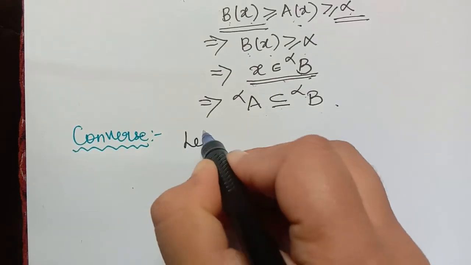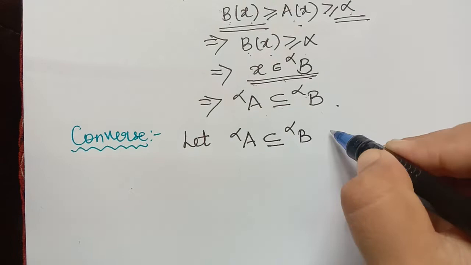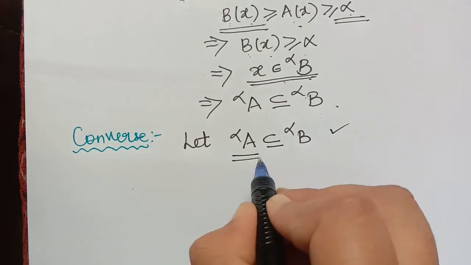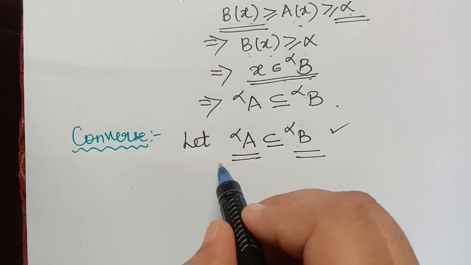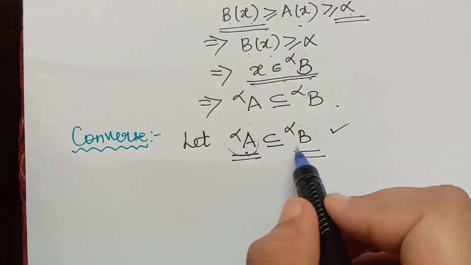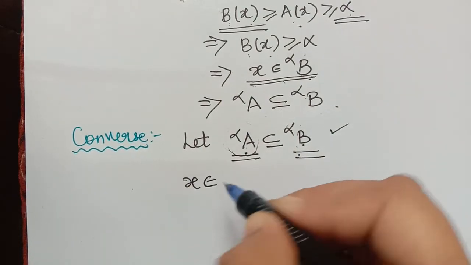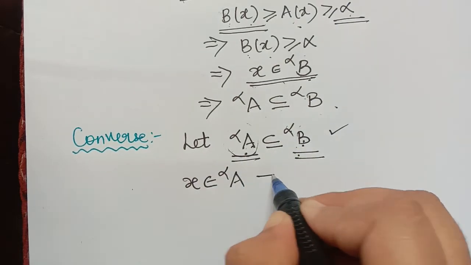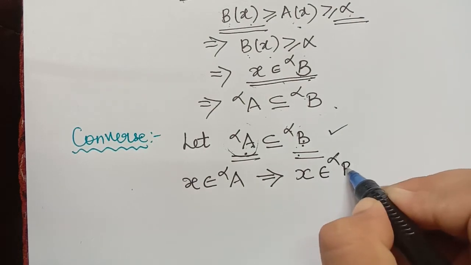So in the converse part, first let us assume that the alpha cut of A is a subset of alpha cut of B. So we have assumed this. Now by this what we can say, this is a crisp set and this is also a crisp set. If this set is a subset of another set, it means that any element belonging to the alpha cut set of A will also be an element of alpha cut of the set B. That is, if we consider X to be an element of alpha cut of A, then because this is a subset of this set, it implies that X is also an element of alpha cut of the set B.